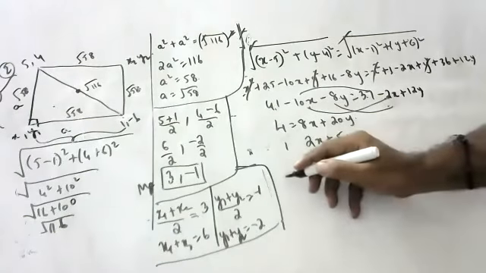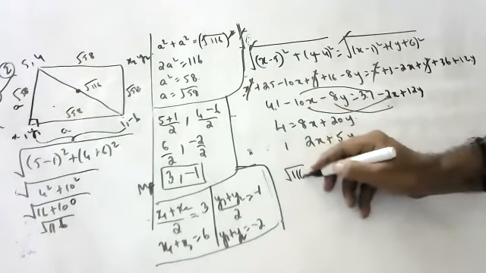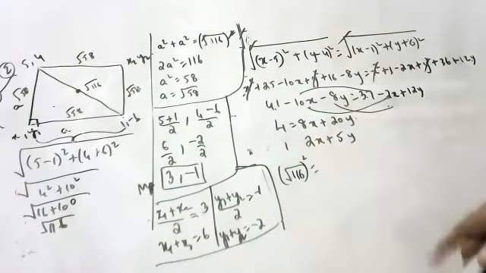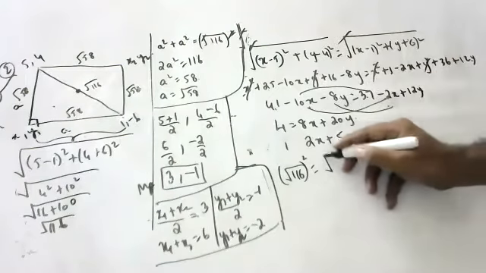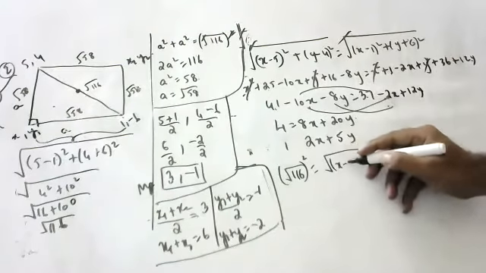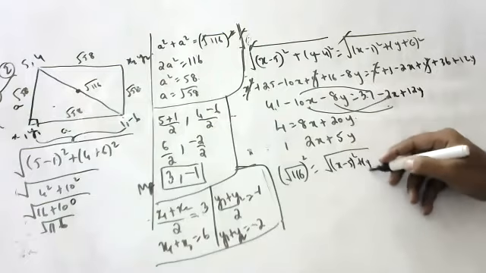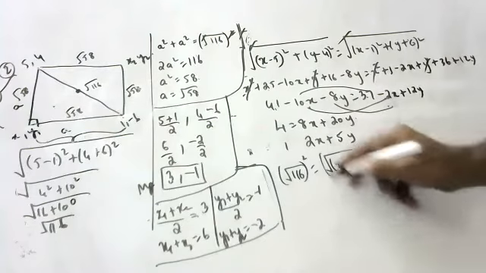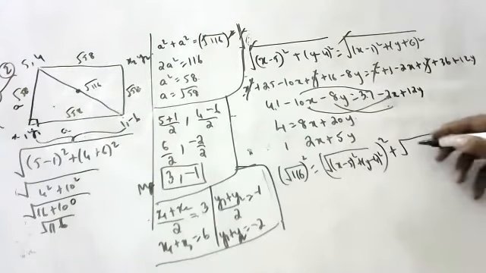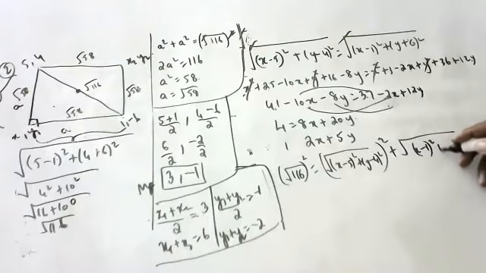If we apply Pythagoras theorem for this, root 116 whole square is equal to root of (x minus 5) whole square plus (y minus 4) whole square plus root of (x minus 1) whole square plus (y plus 6) whole square.